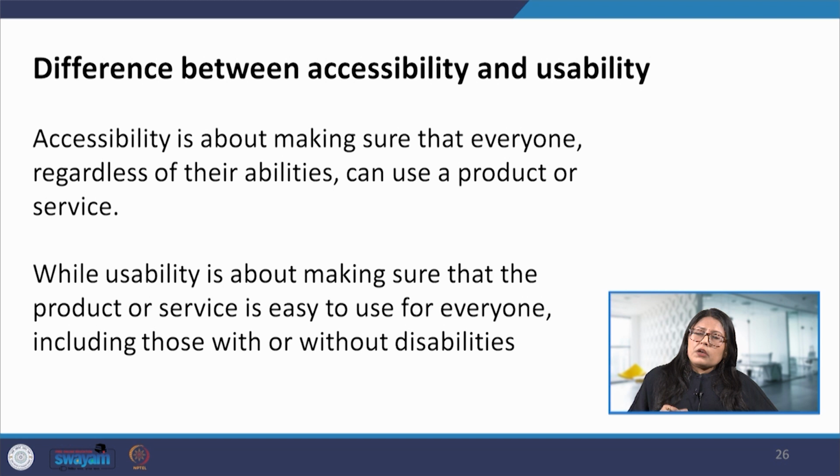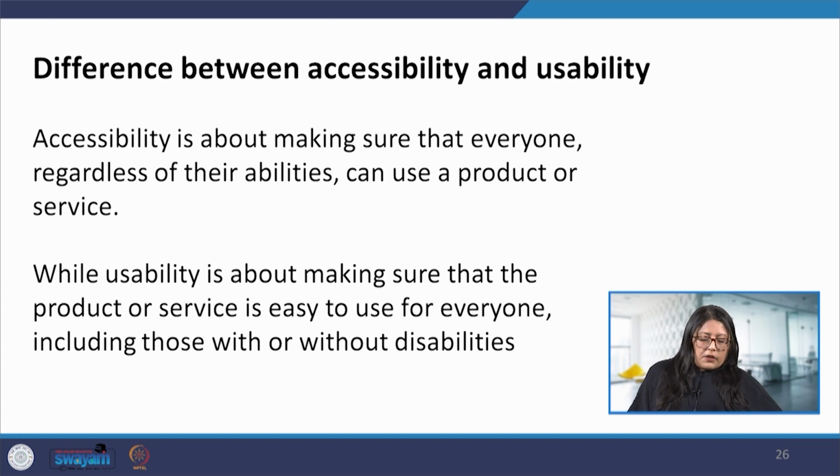At the same time, if the digital platform that I am using is not catering to my need, I am not able to use it, it is also making me a person with some kind of an impairment, or my accessibility has been compromised there. Now, accessibility and usability are two distinct terminologies, but they are somewhat related in the overall scheme of design.